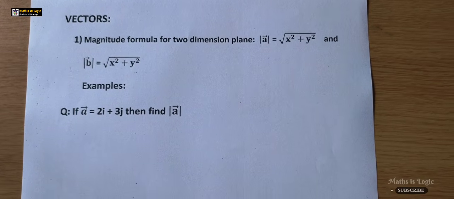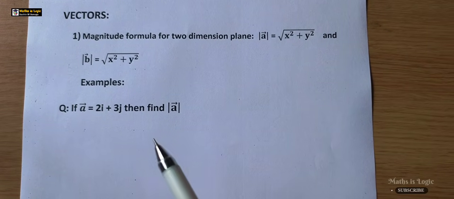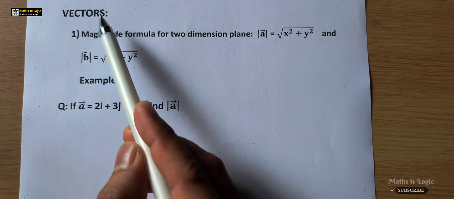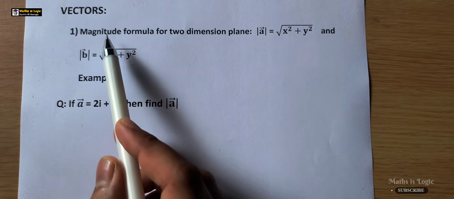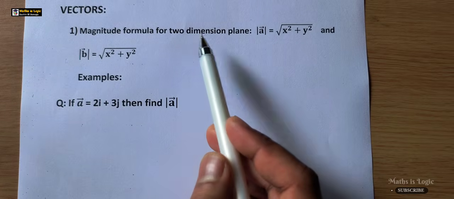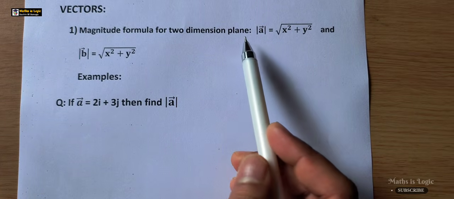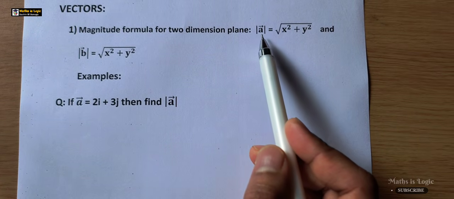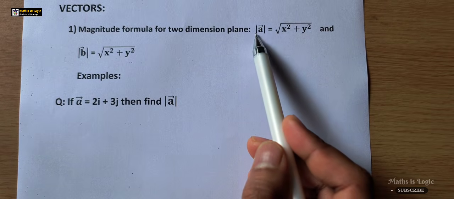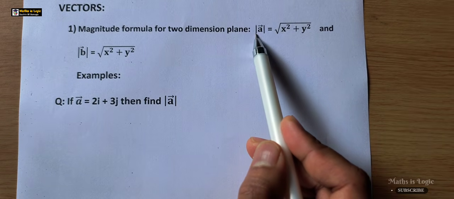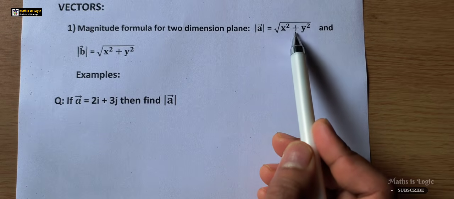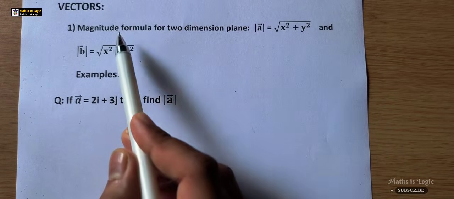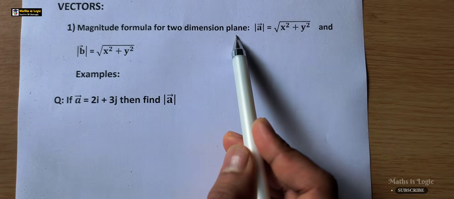Hello everyone, in this video I am going to solve all types of examples using vectors. So in that, first comes the magnitude formula for two-dimension plane. So what is the formula for magnitude? This is the symbol for magnitude. Magnitude of a vector is square root of x square plus y square, only for two-dimension plane.